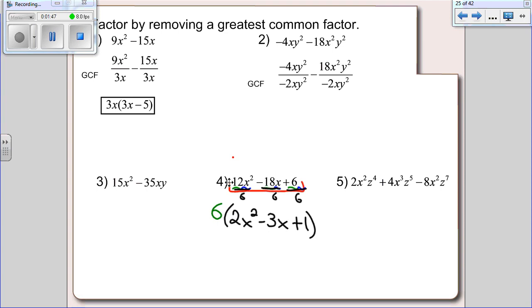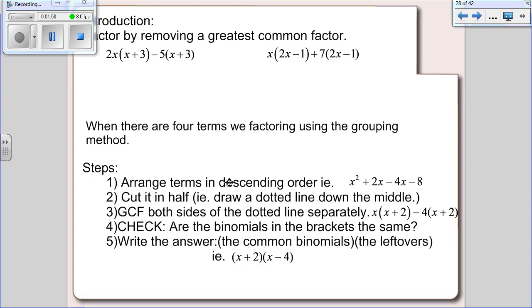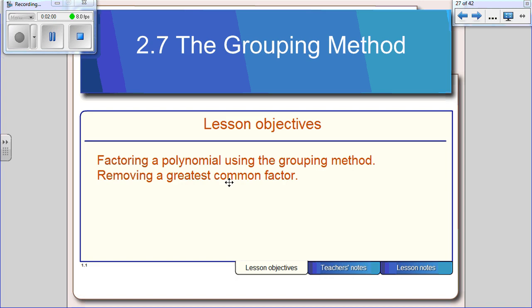We are going to use the greatest common factor to do the grouping method. Alright, so fast forward to where we actually are today. The grouping method. The grouping method is a way of factoring 4-term polynomials.